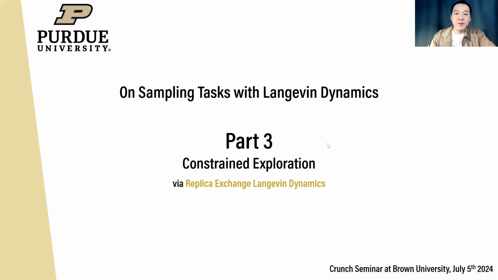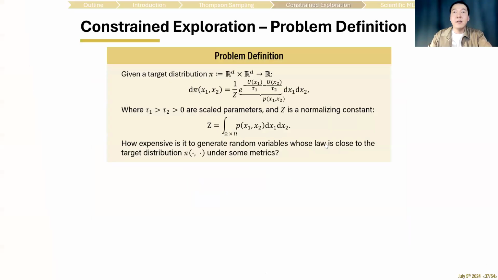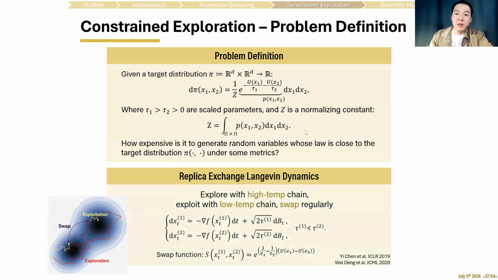Okay, so let's move on to the next topic: constrained exploration with replica exchange. So here's a problem definition. Suppose we have a target distribution pi, and pi is now no longer a uniformly scaled distribution. It is scaled by two different temperatures, tau1 and tau2. And now you want to design MCMC algorithms to see how expensive it is to make the empirical distribution converge to the target distribution. The commonly used algorithm is replica exchange Langevin Monte Carlo, as we mentioned before.